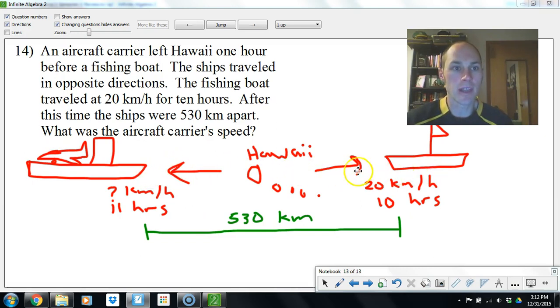The fishing boat's traveling the opposite direction, 20 kilometers an hour for 10 hours, which means the aircraft carrier left an hour earlier. It's been traveling for 11 hours. They're now 530 kilometers apart. So how do we make sense of this problem?